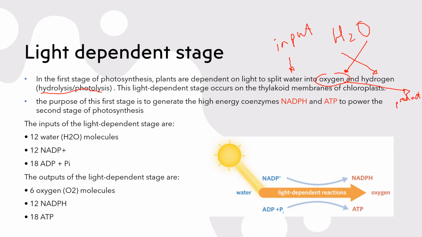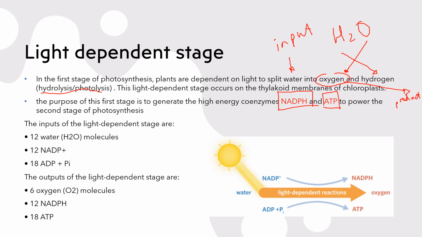So the purpose of this first stage is to generate high-energy coenzymes. Remember, coenzymes are things that facilitate or help enzymes. The coenzymes that are mostly used in photosynthesis are NADPH and ATP. These coenzymes are really important because they power the second stage. They're made in the light-dependent stage so that they can be used in the second, light-independent stage.